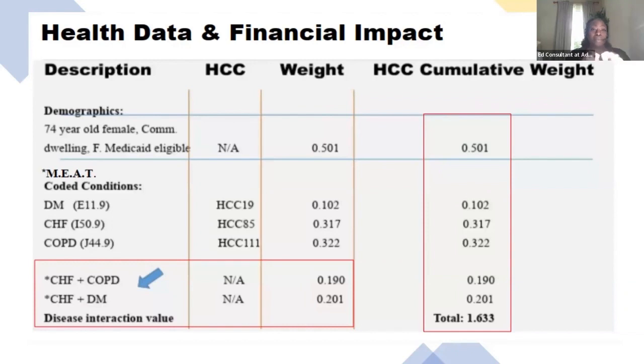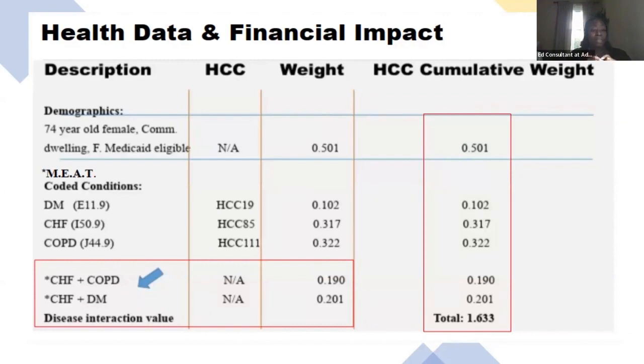And so again, going back to the hierarchical condition categories, HCCs, looking at health data and the financial impact, this is a good exercise. Here, you'll see similar exercises in the course, and you will complete them yourself, actually, okay? So we have a 74-year-old female patient, community dwelling, full Medicaid eligible, and we're just looking at all the coefficients. As you can see, there's a coefficient for demographics, and then there's a coefficient here for each of the conditions that meet, playing on that word meet, MEAT, the criteria for risk adjustment.